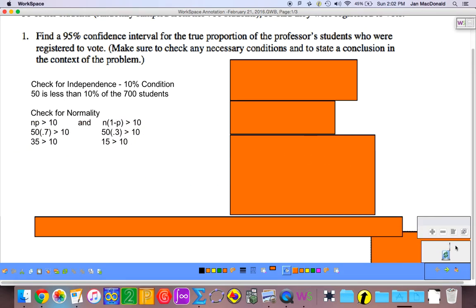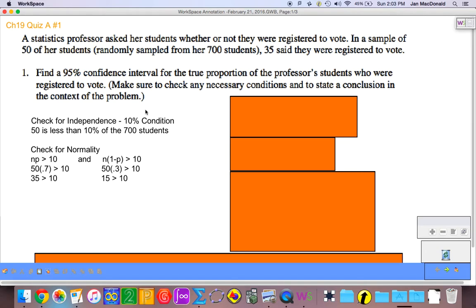And here we go. n is 50, that is our sample, the number of students in the sample. p would be 35 divided by 50, which is the proportion of people who said they were registered. So 35 divided by 50 is 0.7, and 50 times 0.7 is greater than 10, 35 is greater than 10. And then 1 minus p would be 1 minus 0.7, or 0.3. And 50 times 0.3 is also greater than 10 because 15 is greater than 10.